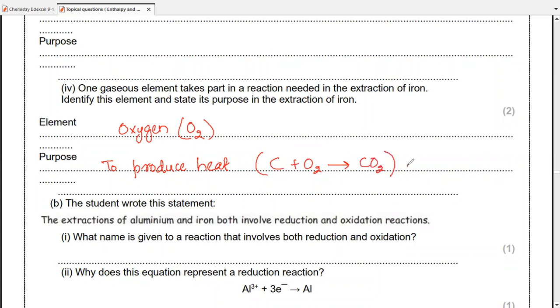I just talked about this reaction, so I think you can clearly understand the gaseous element and its purpose. All right. I think it's very easy to answer this question because we already know if there is a simultaneous reduction oxidation reaction, we call it redox. So it's pretty easy. It's something we are already done with. So moving on.